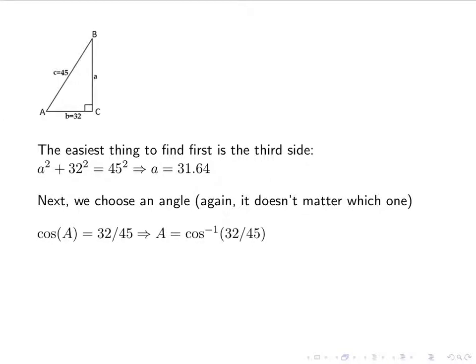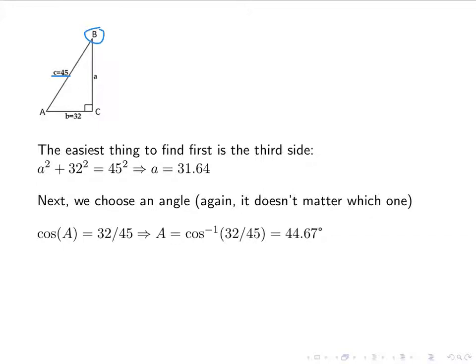Solving for A means I need to take cosine inverse of both sides. So A is cosine inverse of 32 over 45, which is 44.67 degrees. Make sure you know how to use your inverse functions with fractions, so make sure you put the parentheses where you need them. Okay, and again, make sure your calculator is in degree mode. Next, we're going to find B.